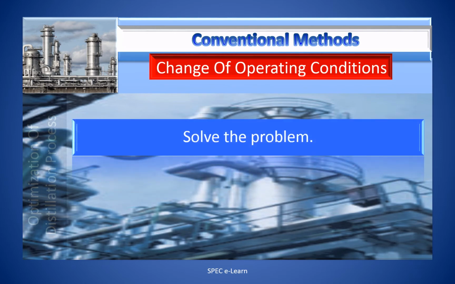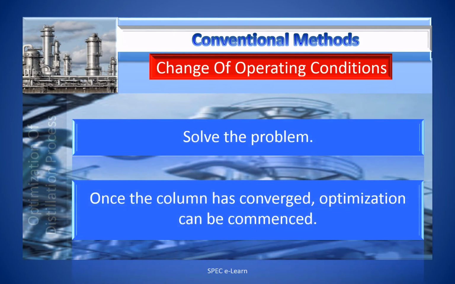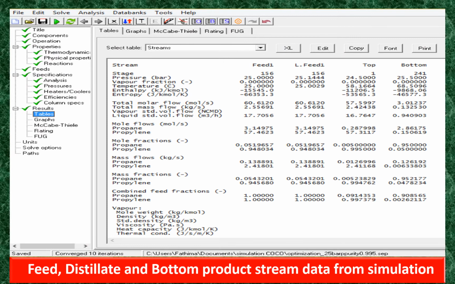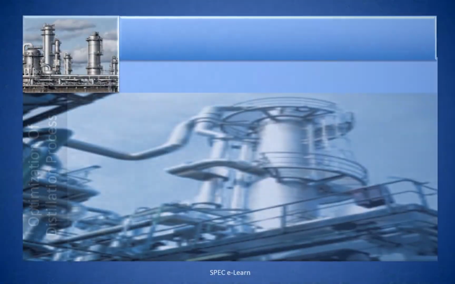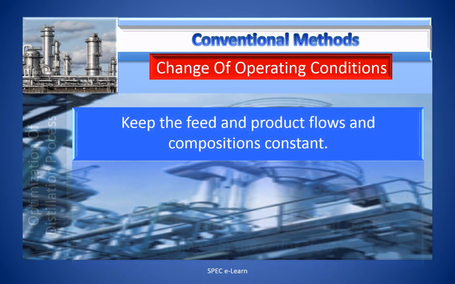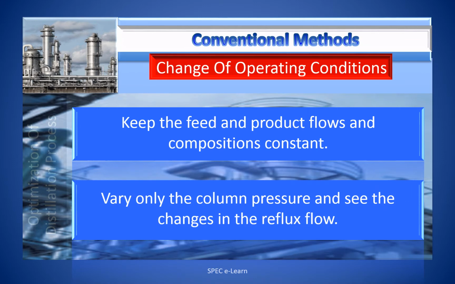Now solve the problem. Once the column has converged, optimization can be commenced. Shown here is the stream data for the feed, distillate product and bottom product obtained from the simulation results. Keep the feed and product flows and composition constant. Vary only the column pressure and see the changes in the reflux flow.